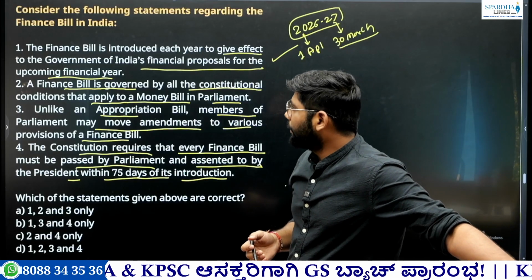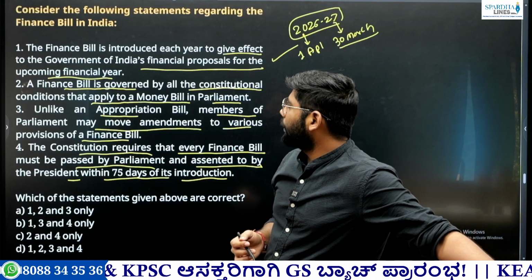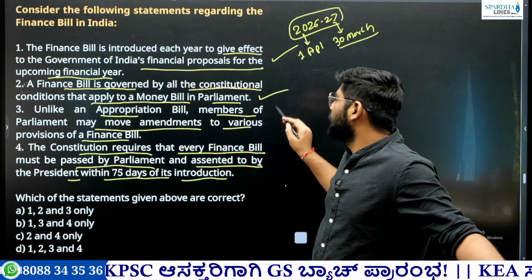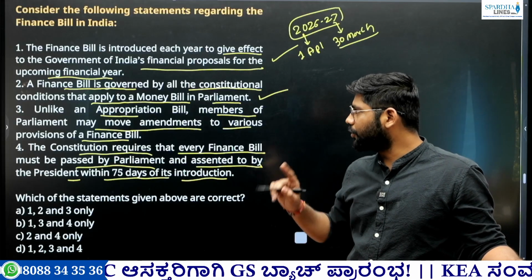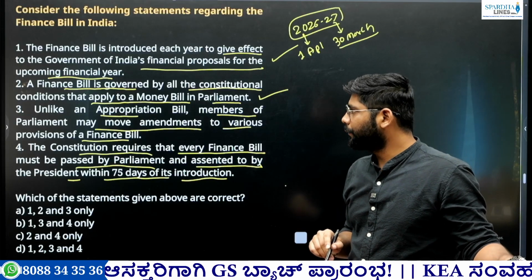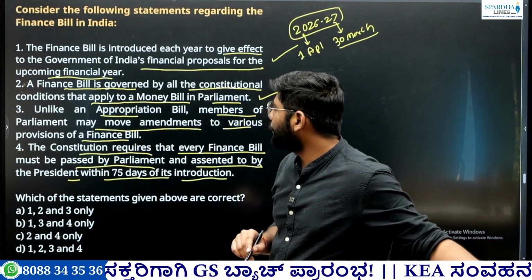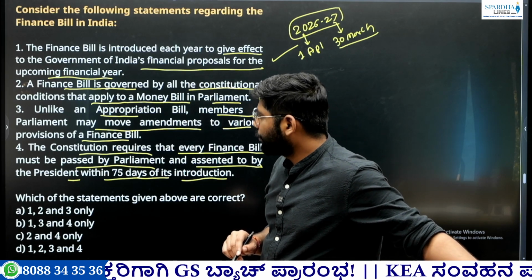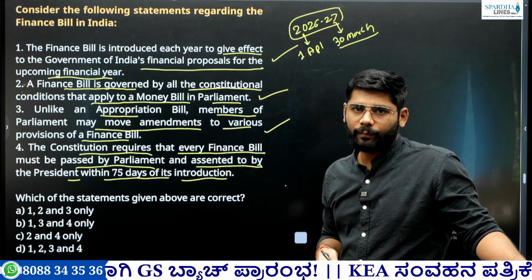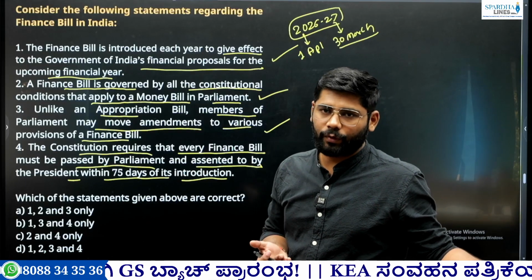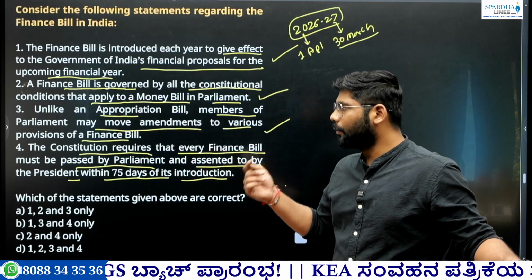Then next, the finance bill is governed by all the constitutional conditions that apply to the money bill in Parliament. Yes, whatever provisions related to money bills are there, they apply to the finance bill. So this is correct. Then unlike the appropriation bill, members of Parliament may move amendments to various provisions of the finance bill. Yes, when it comes to the appropriation bill, they are not allowed to move any amendment to any provision, but when it comes to the finance bill, they can move amendments.